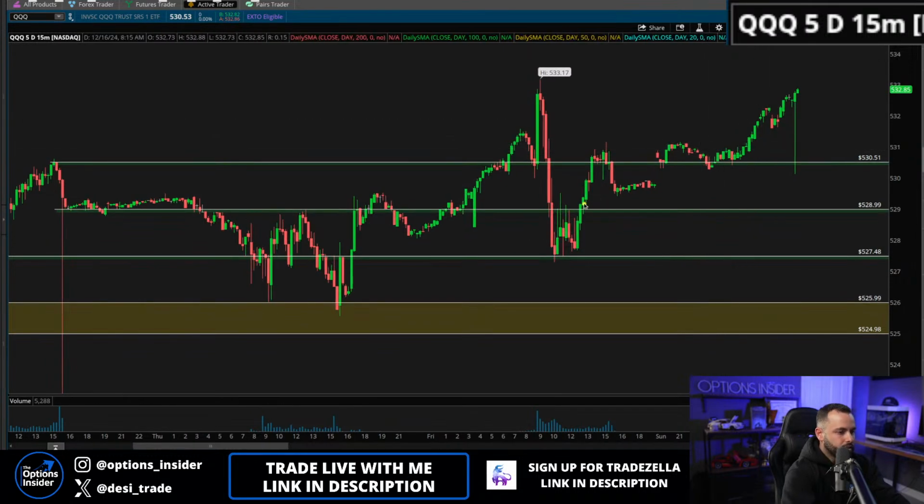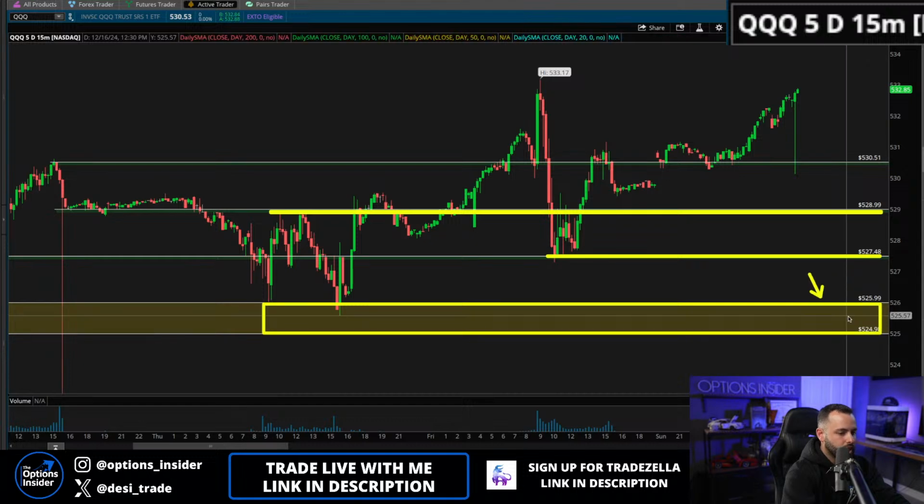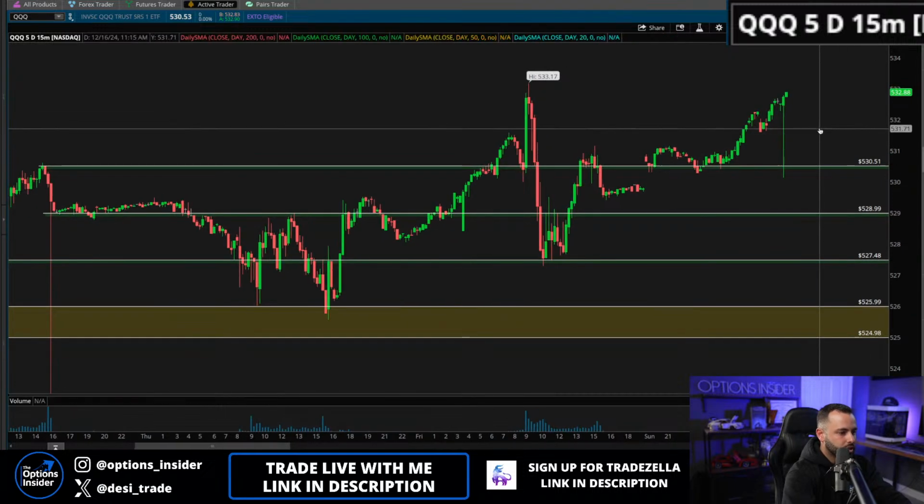Under 530.50, you have that very clear 529 level. Below that, you have a very clear 527.50 level. And below that, you're back in the golden zone at 526. Okay? Beautiful levels here. If we get pullbacks, trust them. Look for these levels to turn into new longs if we do get pullbacks.